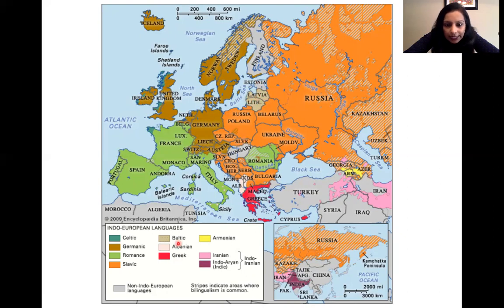And then we have Albanian spoken here in Albania, Greek spoken in Greece, Armenian spoken in Armenia, and Iranian spoken in Iran, and Indo-Aryan, which is right here, spoken in North India. As you can see, South India, where I come from, speaks Dravidian, which is a different language family. Which is why only North India is covered in Indo-Aryan. And then the non-Indo-European languages are the ones in gray. So this is a great map to give you an overview of where Indo-European languages are spoken.